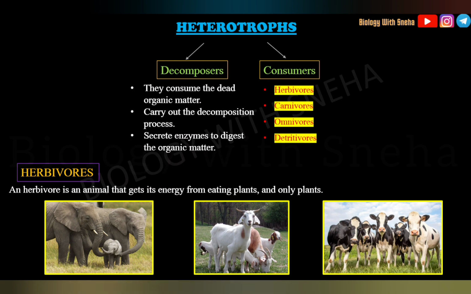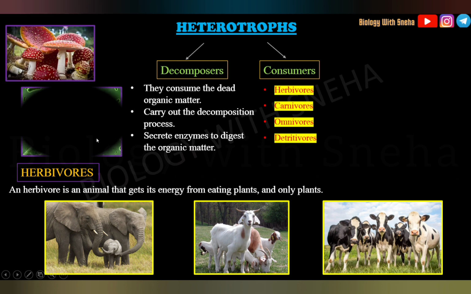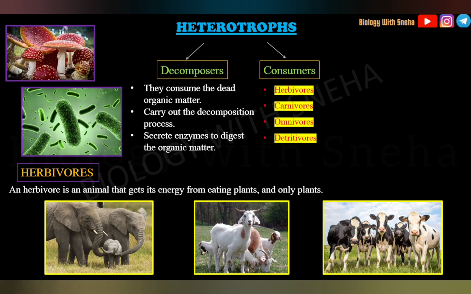So what are the decomposers? Decomposers are some heterotrophs that consume dead organic matter. And these are those organisms that carry out the natural process of decomposition. So how do they do that? They secrete certain enzymes to digest the organic matter and then absorb the resulting molecules. Examples could be fungi and bacteria.